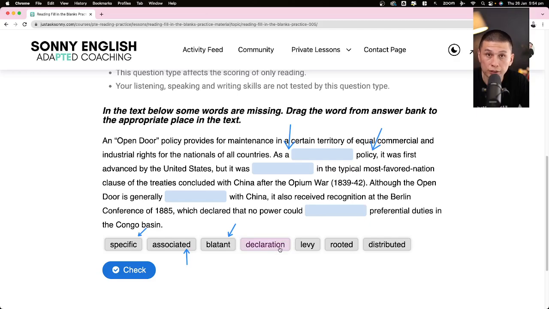Declaration, tion words are not adjectives. Levy, it can be a noun or a verb. Okay, and then ed again can be an adjective. All right, and then another ed can be an adjective. Whoa, we have 2 words that are adjectives, specific and blatant. And then you have the ed words that are potentially adjectives. So we have 5 options? Nah, I'm not going to answer this right now. Let's keep going.